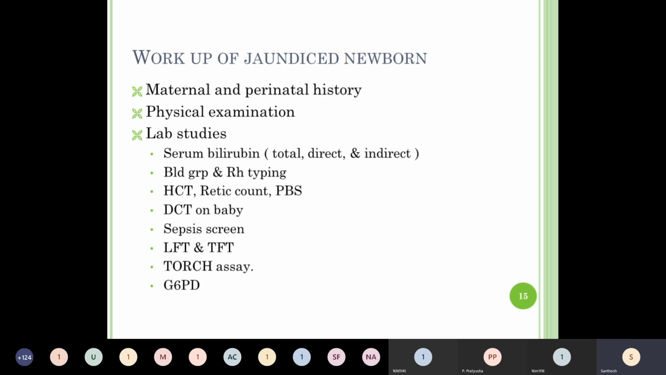Some babies can have G6PD deficiency. They present in the newborn period with sudden onset of jaundice, especially the male babies. So do the G6PD assay for these babies also.